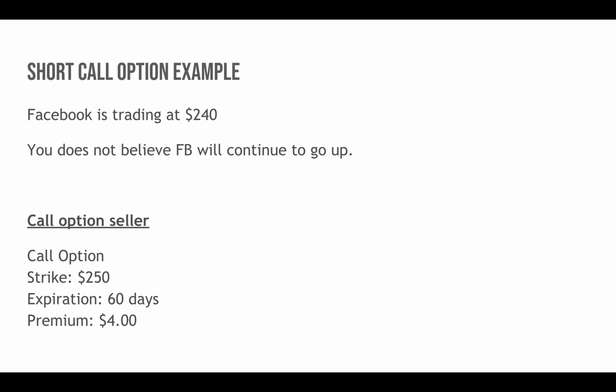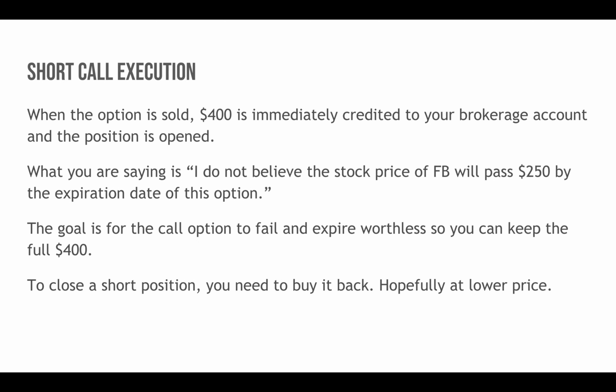Let's say Facebook is trading at 240. For whatever reason, you don't believe that Facebook will continue to go up. So you decide to sell a call option. The strike is 250, the expiration date is 60 days away, and the premium is $4. Here's what happens. When the option is sold, $400 is immediately credited into your brokerage account and the position is opened. What you are saying is, I do not believe the stock price of Facebook will pass 250 by the expiration date of this option.